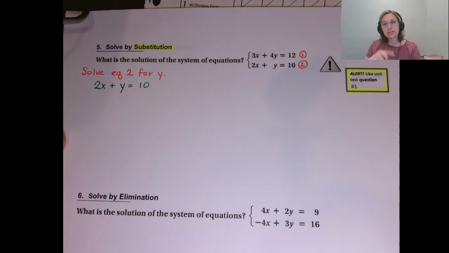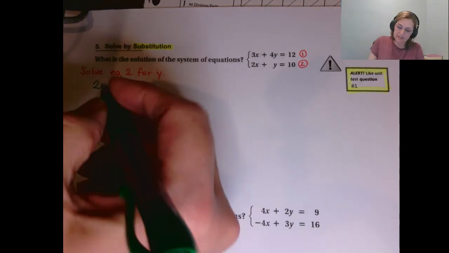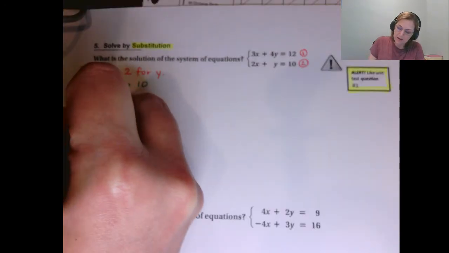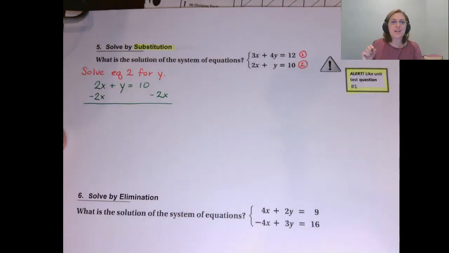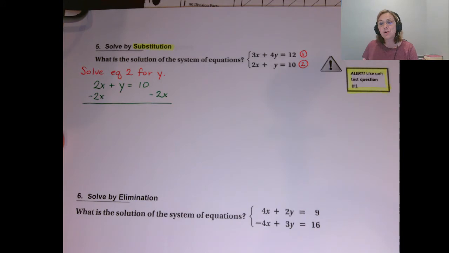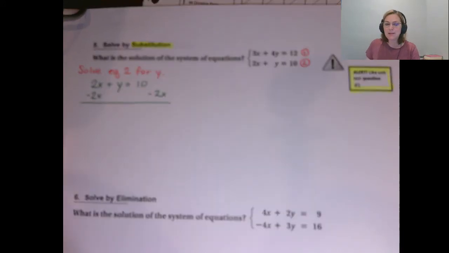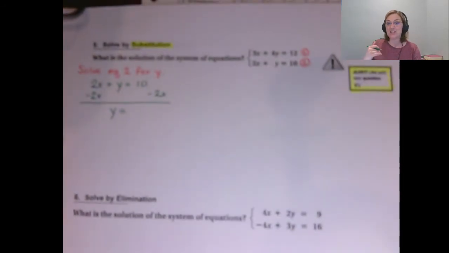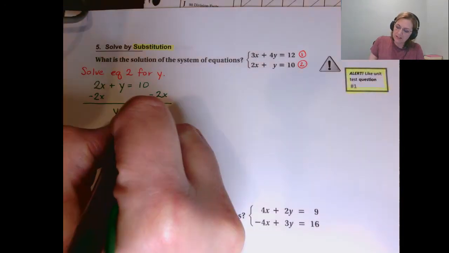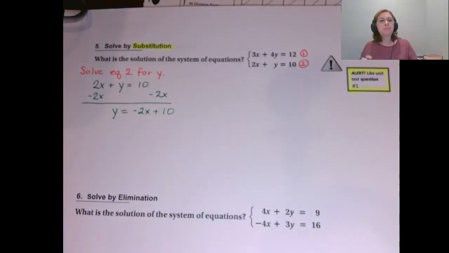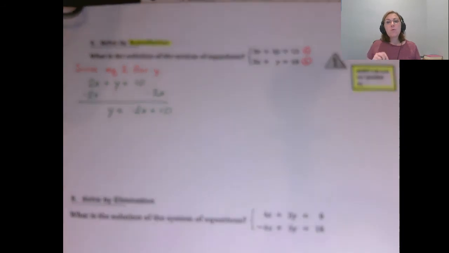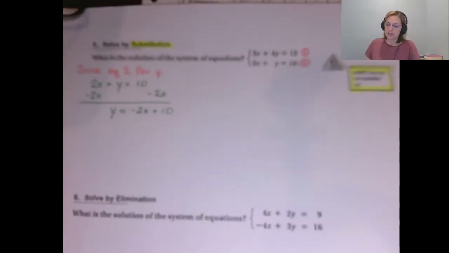To do this, we're going to subtract 2x from both sides. If you remember, I don't like to write the 2x underneath the 10 because they're not like terms. I can't actually subtract them. So I'm going to go ahead here, and then I also like to write my x's first. So I'm going to rewrite this as negative 2x plus 10. There we go.